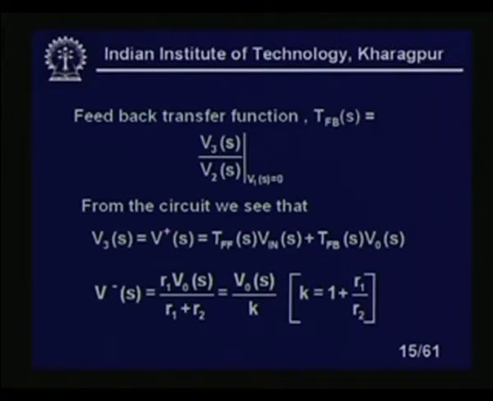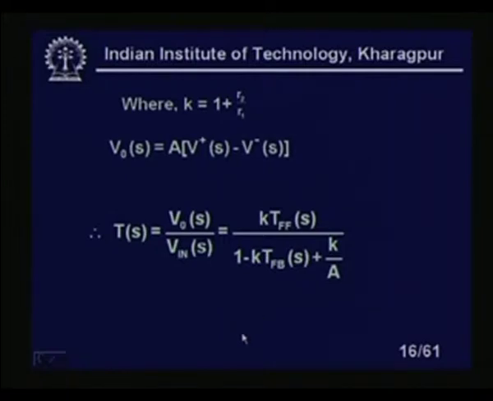And so, solving this, we can also write that V minus (s) equal to R1 V0(s) upon R1 plus R2, that is V0(s) upon k, because small k equal to 1 plus R2 by R1. Please note that small k and capital K are different. The small k is the amount of negative feedback you will give in the positive feedback circuit, whereas capital K is the gain constant of the circuit, right. These 2 are different. Now, where k equal to 1 plus R2 by R1 and V0(s) equal to A, obviously the output voltage will be equal to the amplifier gain multiplied by the difference of the signals which are coming in the non-inverting and inverting inputs.